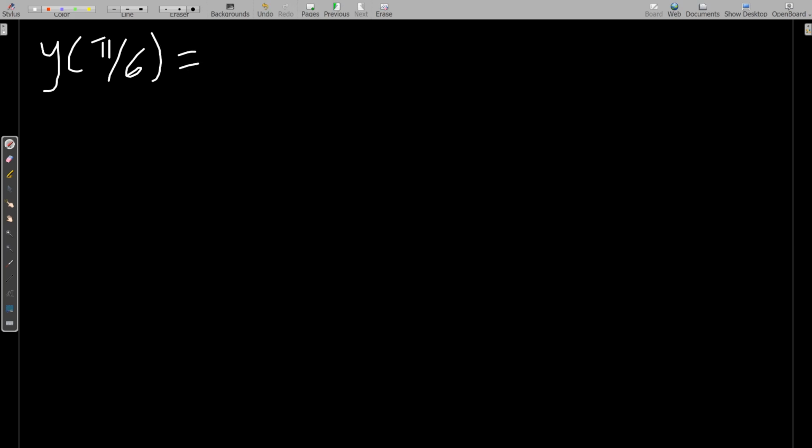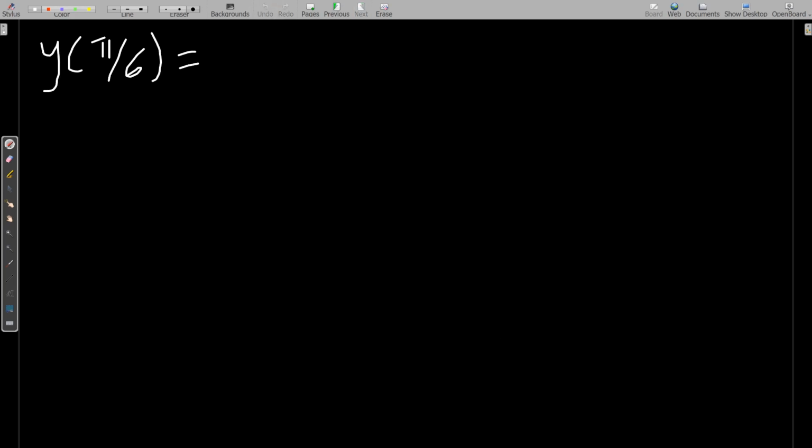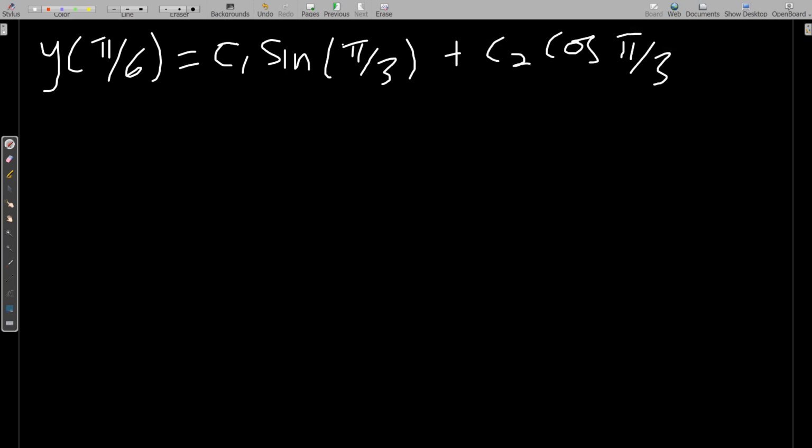But in this general solution, y of pi on 6 means that wherever I see x, I put pi on 6 there. When you put pi on 6 in this side, you get 2 times pi on 6, and that will give you pi on 3. So I have C1 sine of pi on 3 plus C2 cos of pi on 3.